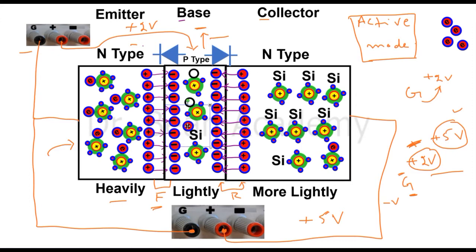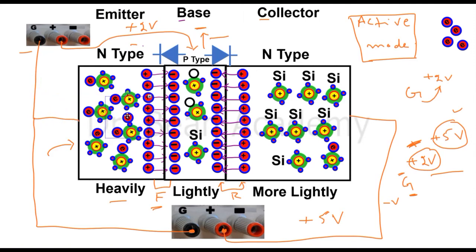So there are 2 probabilities. The first probability is that this electron will fill this hole. You know that a hole is a vacancy of an electron. This atom wants an electron, so if it gets any chance, the electron will immediately go to fill that hole. Then it will move to this hole, and this way a current will start flowing like this.